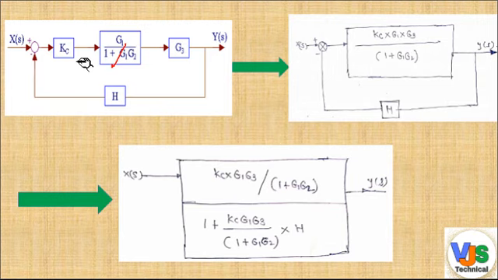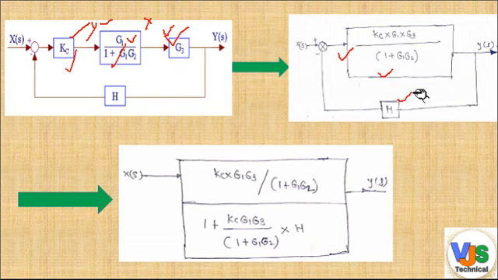We know that when these blocks are in series form, we simply multiply. We simply make the multiplication, so we can reduce the blocks into a single form. So Kc into G1 into G3 upon 1 plus G1 G2, this we can write as a single block. And this feedback loop is as it is.